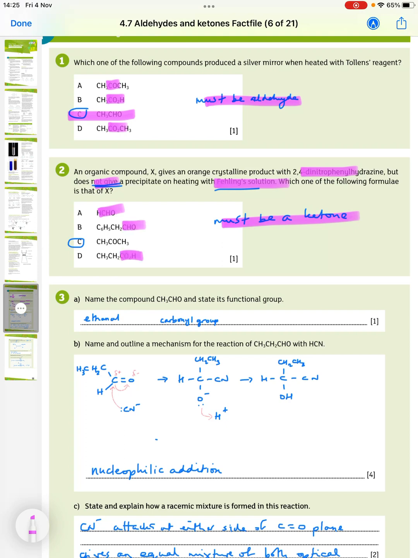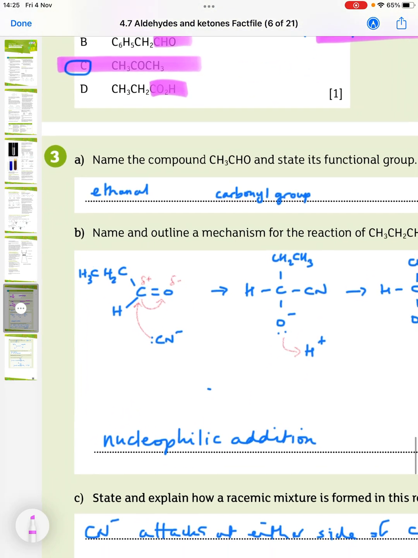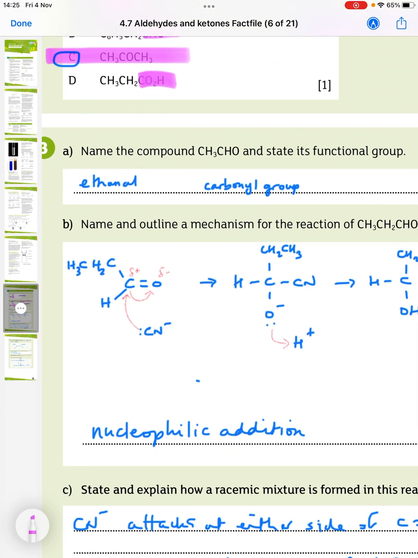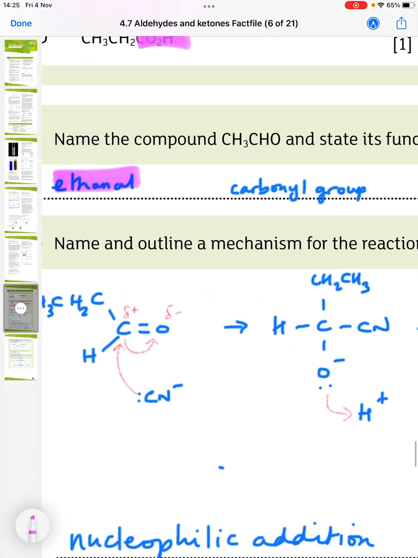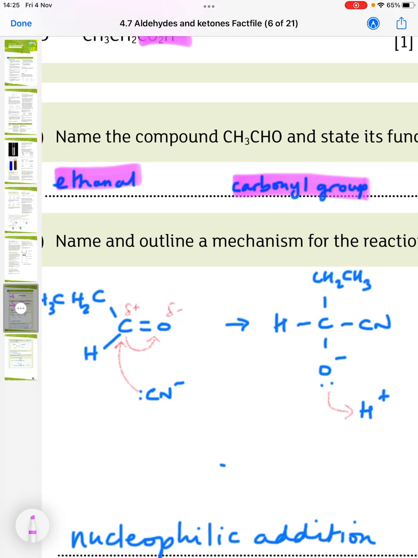So here, here, and here, we've got the carbonyl groups at the end. D is actually an acid. That means it has to be C. Now, name the compound CH3CHO and state its functional group. Well, it's ethanal, and the functional group is the carbonyl group.